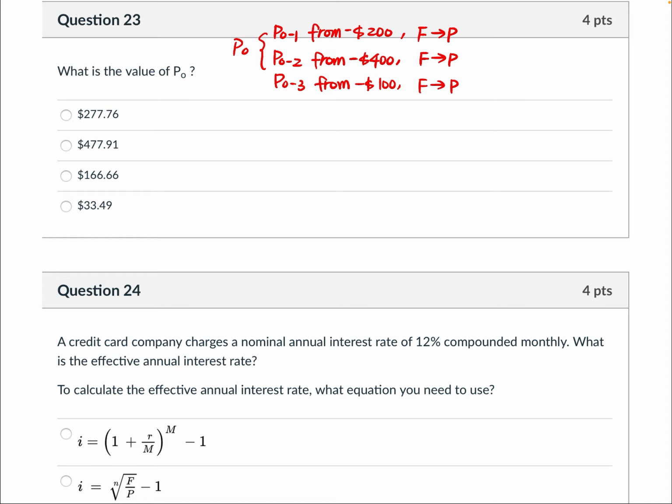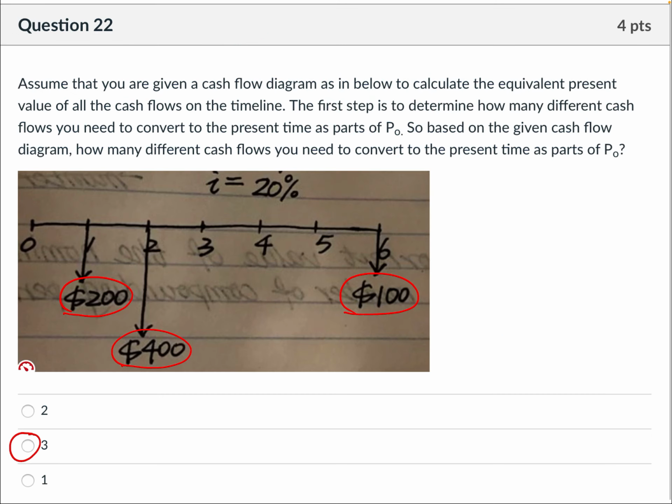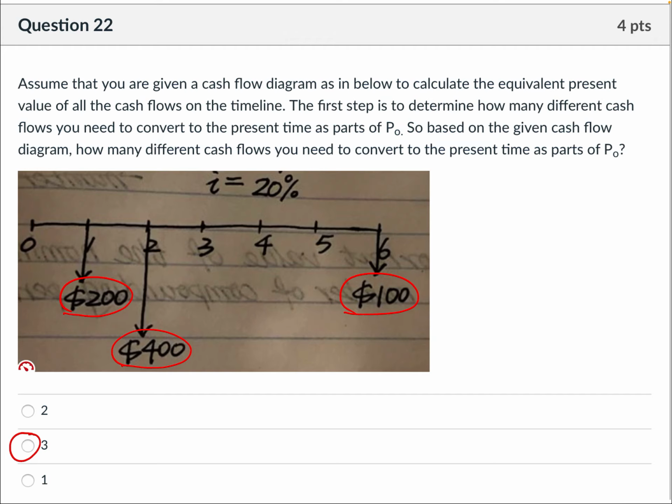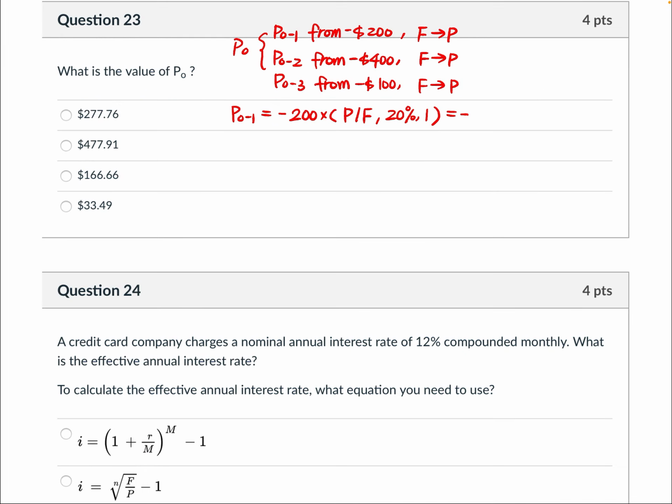So now let's continue to calculate what is P01, P02, and P03. P01 equals, if you want, you can include the negative sign, 200 times P/F. It's to convert a future value to the present value. Interest rate is 20%. Because it's only 1 year from the present time, it's converted one time, so n equals 1, and this is 166.66.